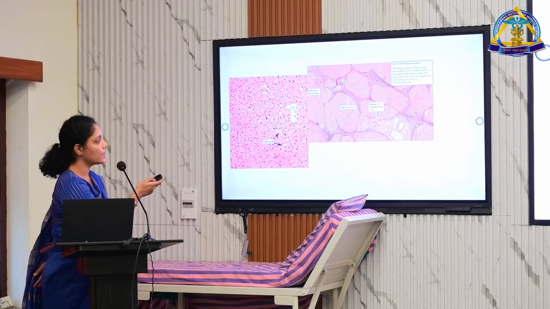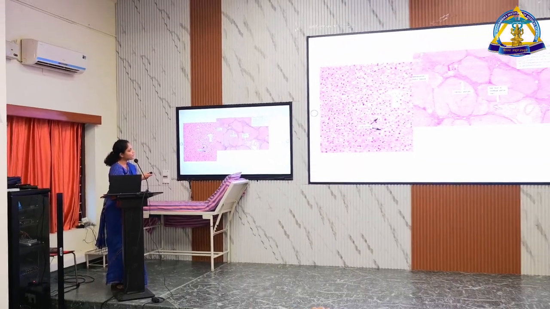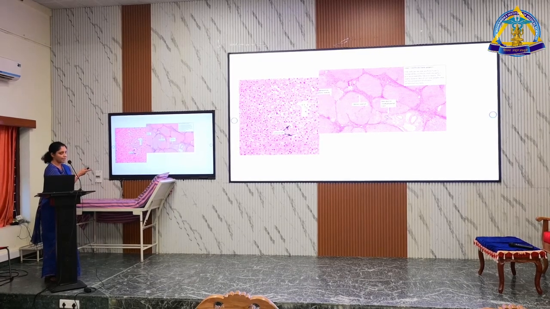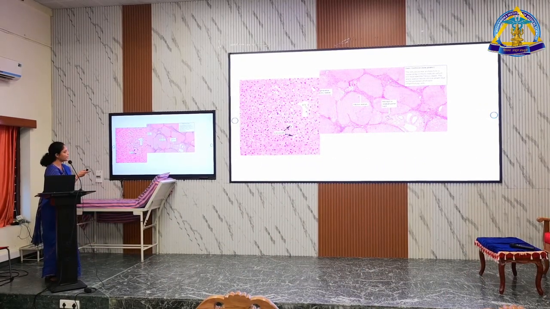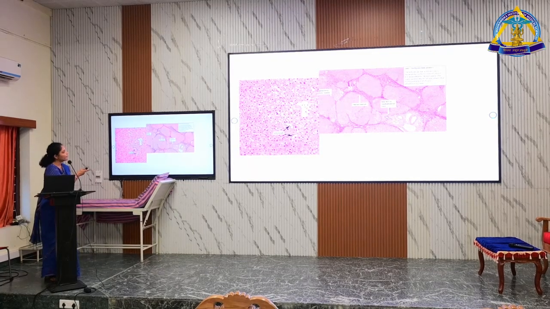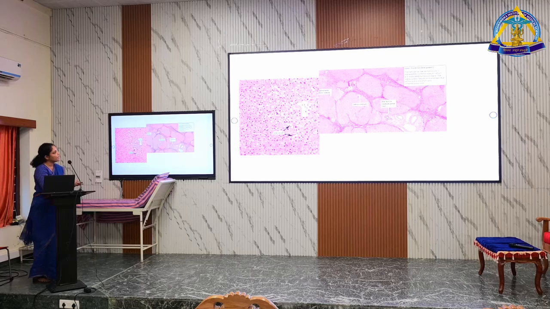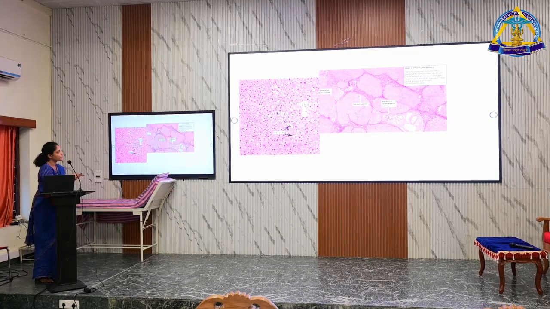This is another picture, the low power view of the hepatocytes in the microscope. In the first picture, we can see a normal liver where we see no fibrotic bands. You can see the sinusoids in between the layers of hepatocytes and the central venule. Whereas in the second picture, it's a low power view of the cirrhosis. In this, the lobular architecture is replaced by cirrhotic nodules, and the nodules are separated by fibrous septae.